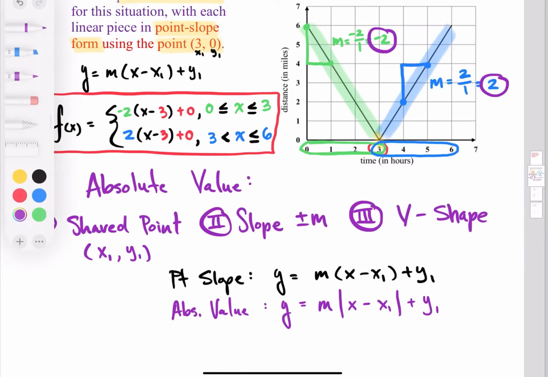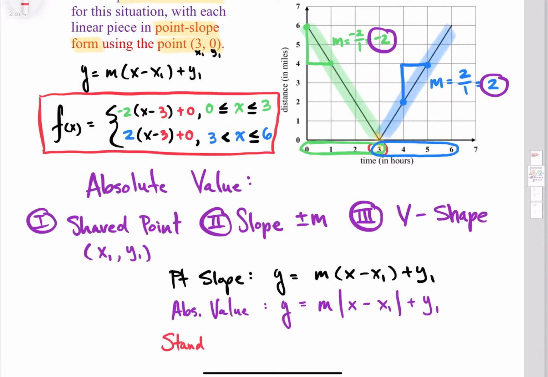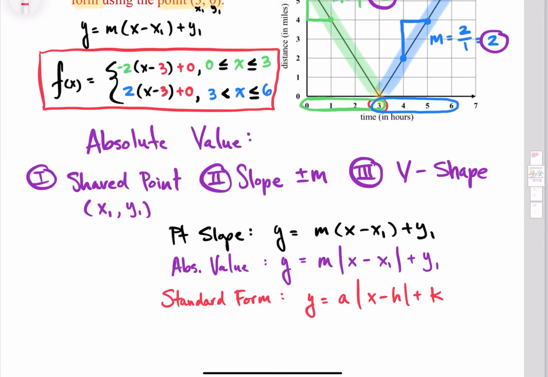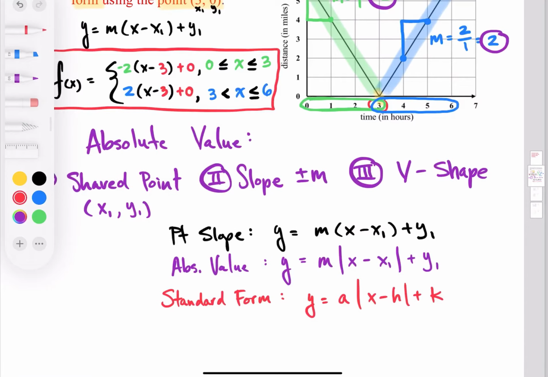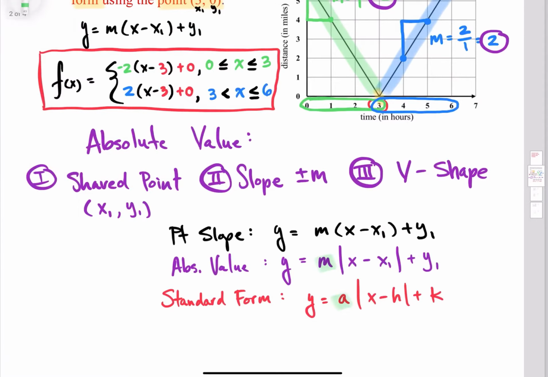Our absolute value function in standard form is actually very similar to the vertex form of a quadratic. So let me go ahead and write out the standard form. So the standard form for absolute value is going to be y is equal to, instead of m, we're going to replace that with an a, x minus, instead of x1, we're going to replace that with an h, and then we have our y1, which is going to be replaced with a k. So this is the standard form of our absolute value. So we can recognize, let's go ahead and highlight some things here. The m value is just like our a value.